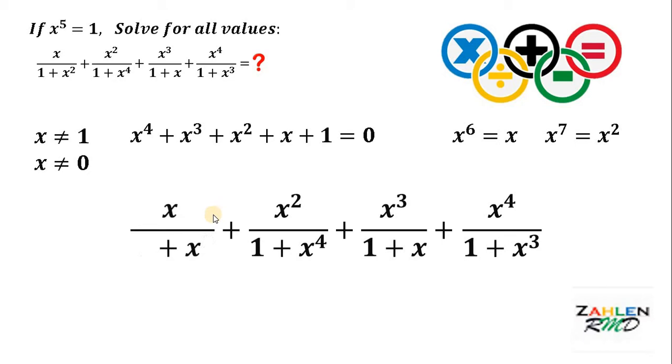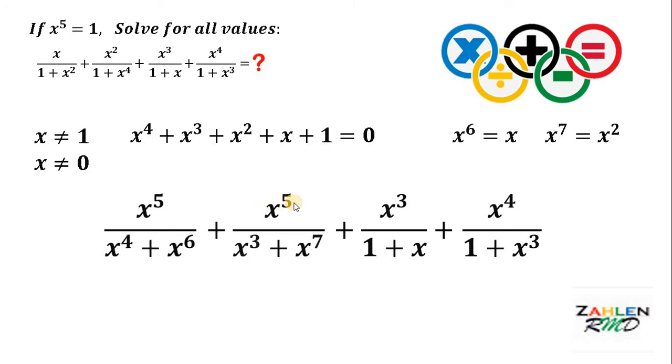If we do that, we get x raised to the fifth power all over x to the fourth plus x raised to 6. On the second term, we need to multiply by x cubed on numerator and the denominator to make the numerator equal to x raised to the fifth power. If we do that, we get x raised to the fifth power all over x cubed plus x raised to 7. Now the third term, we need to multiply the numerator and the denominator by x squared.